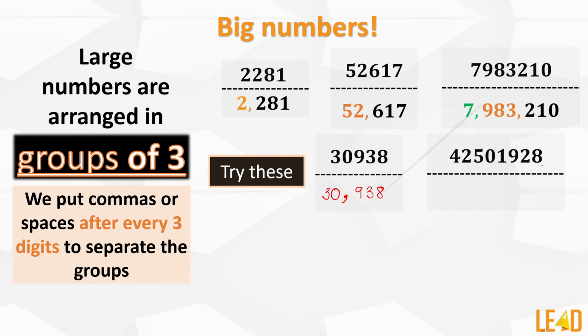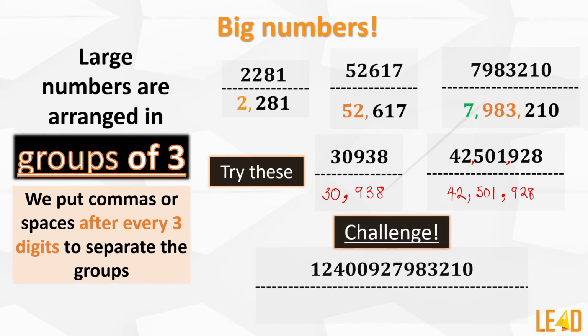Here we're going to count from the back. One, two, three, so we'll have the first comma here. One, two, three, we'll have the second comma here. So it's going to be 42, then 501 in the second group, and 928 in the smallest group.